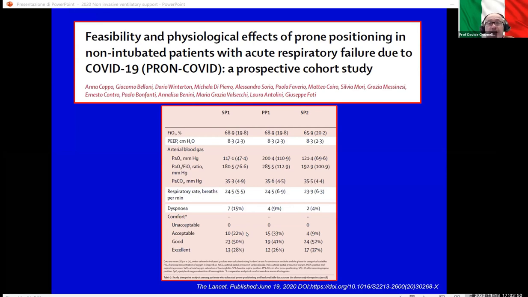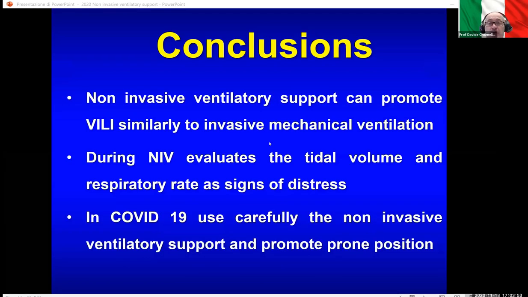So my friends, my conclusion is that non-invasive ventilatory support can promote ventilator-induced lung injury similar to invasive mechanical ventilation. During non-invasive ventilatory support, you should evaluate and monitor the tidal volume and the respiratory rate as a possible sign of distress. In COVID-19, use non-invasive ventilatory support carefully and promote the use of prone position. Thank you for your attention.